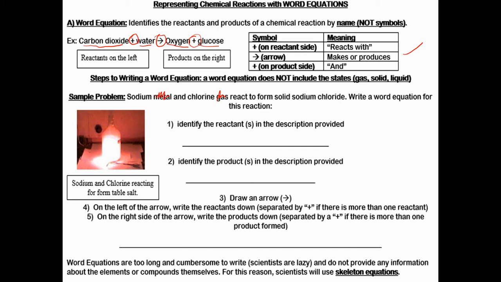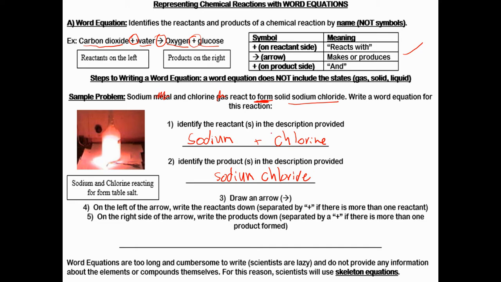So here, identify the reactants in the description provided. Sodium and chlorine are reacting. So it's sodium, that's one reactant, and the other one is chlorine. And identify the product or products. So what's formed, that's the key word here: sodium chloride. Sodium chloride, that's a compound. So now you can take these pieces and make a word equation.